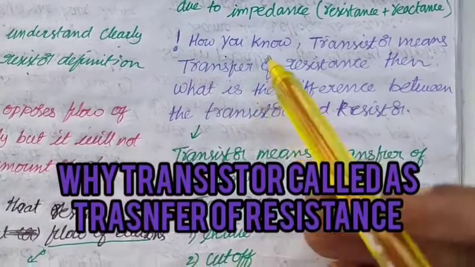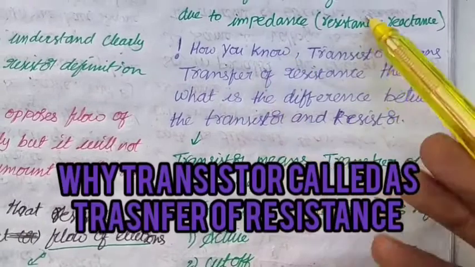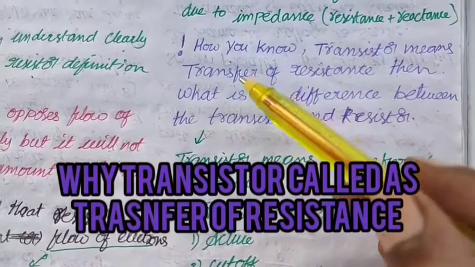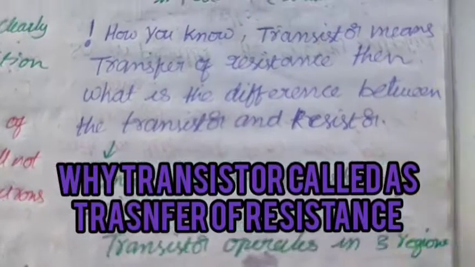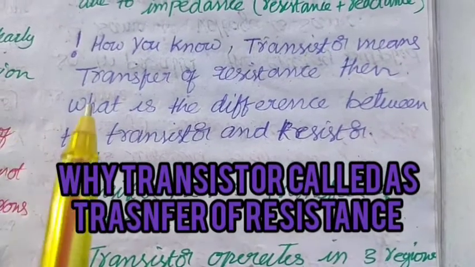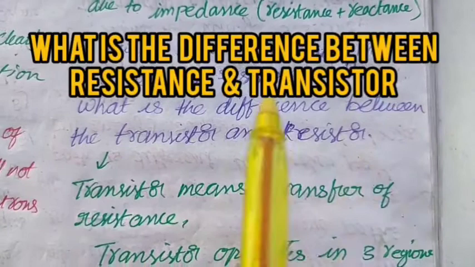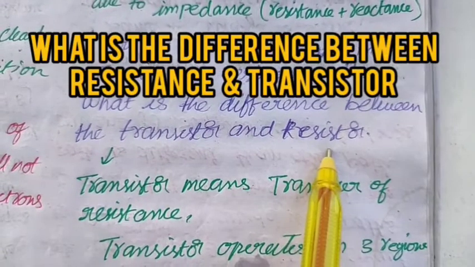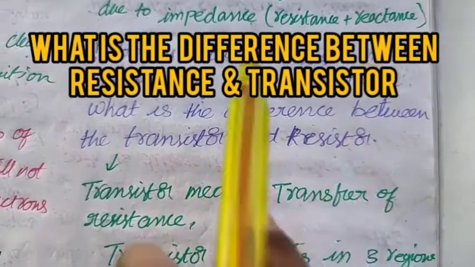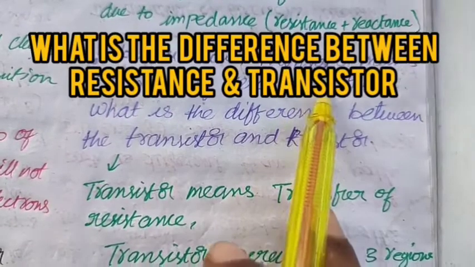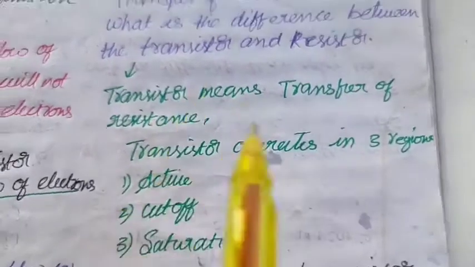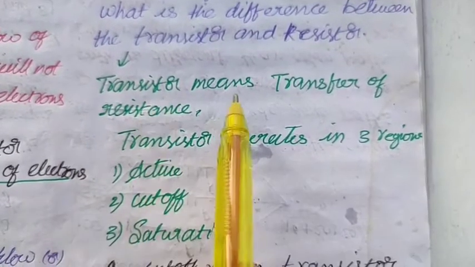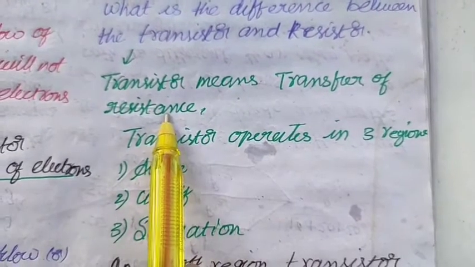Today's topic is: do you know that transistor means transfer of resistance? Then what is the difference between the transistor and resistor? If transistor is the transfer of resistance, is there any difference between these two? So let's check it. Transistor means transfer of resistance, as you know.